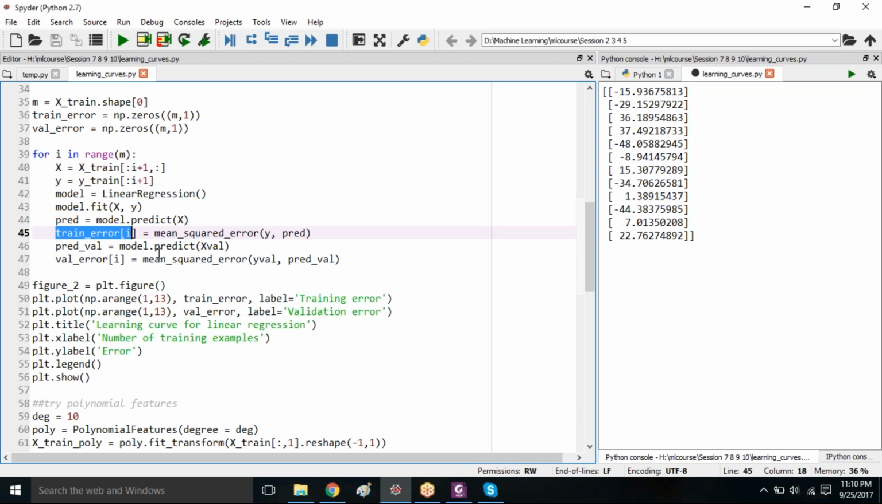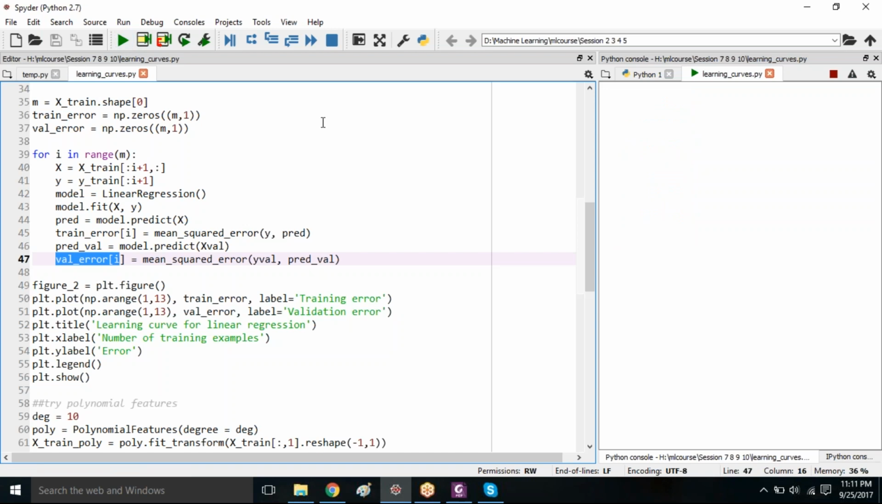And then from the same model, I am predicting the validation data, and I am calculating the mean squared error between the predicted value and the actual value for the validation set. That is my val error. So this, in a loop, I am doing it 12 times. And when you plot these 12 times, you will get this.